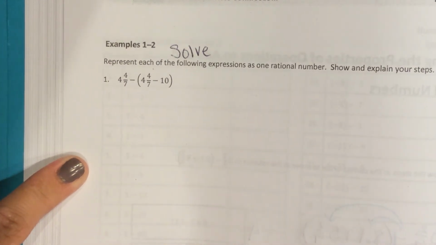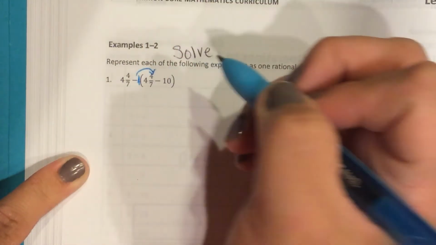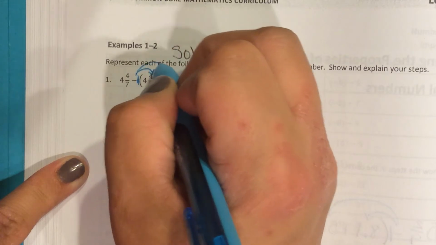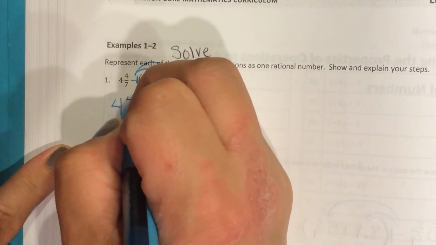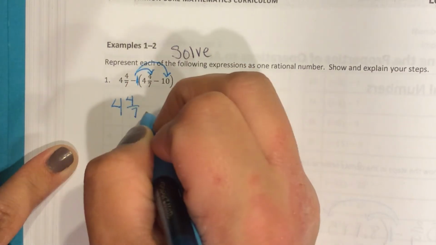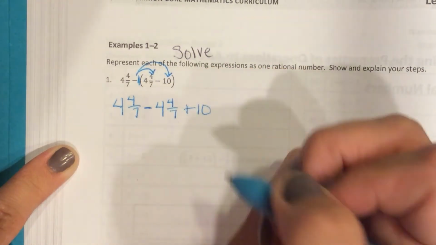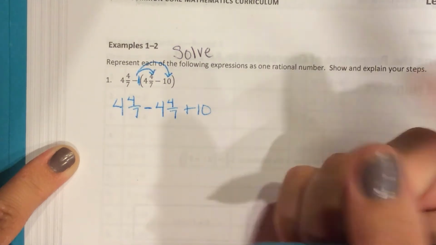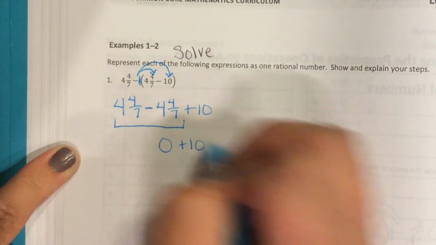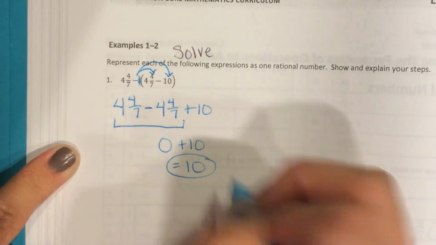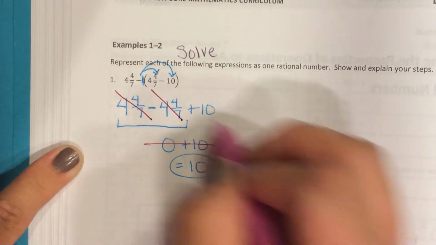So I'm thinking to myself, negative means opposite. What is the opposite of 4 4/7? -4 4/7. What's the opposite of negative 10? Positive 10. So I'm going to rewrite this problem: 4 4/7, that's that guy right there, minus 4 4/7, because that's the opposite, plus 10, because that's the opposite. Hopefully you notice that 4 4/7 and negative 4 4/7 is 0. And then our final answer is 10. Again, in your upper level class, you wouldn't even have to write that line down. You would cancel this, cancel this, cancel this, call it 10.